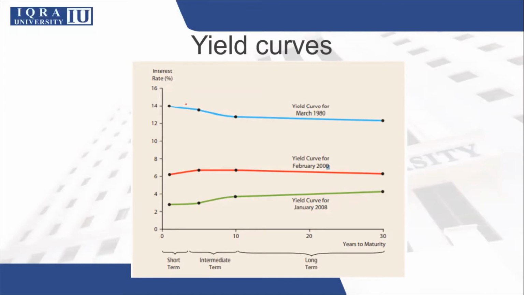The first one, you can see that it is going like this. So it is actually downward sloping. A downward sloping yield curve is going to occur when the short-term rates are higher than the long-term rates. So in this scenario, the short-term rates are higher than the long-term rates.